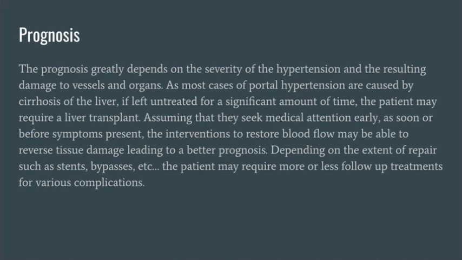As most cases of portal hypertension are caused by cirrhosis of the liver, if left untreated for a significant amount of time, the patient may require a liver transplant. Assuming that they seek medical attention early, as soon or before symptoms present, the interventions to restore blood flow may be able to reverse tissue damage, leading to a better prognosis. Depending on the extent of repair, such as stents, bypasses, etc., the patient may require more or less follow-up treatments for various complications.